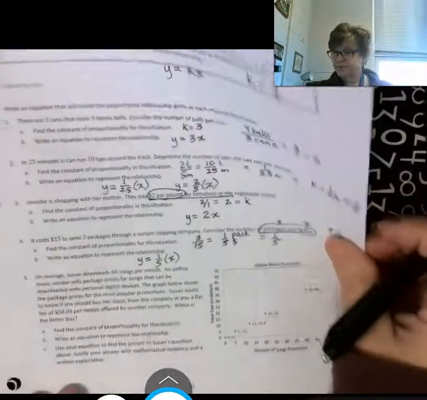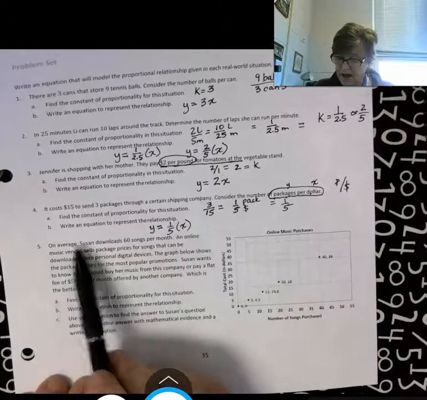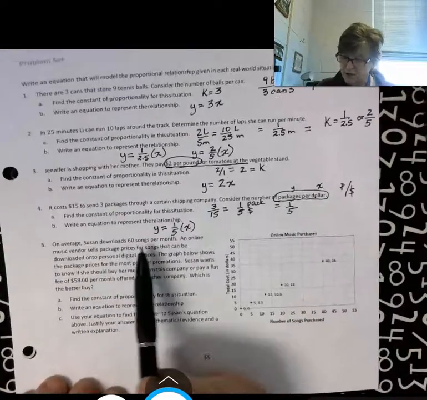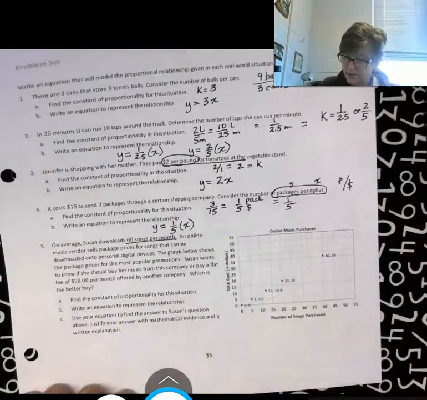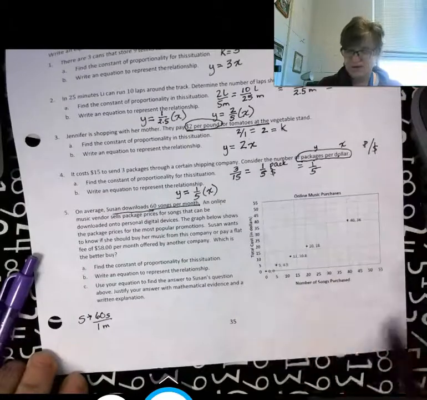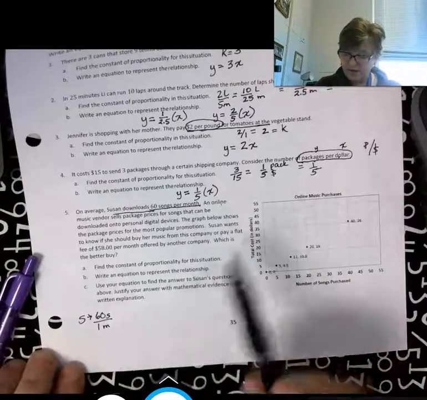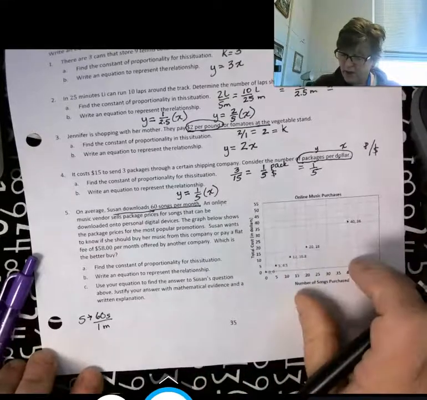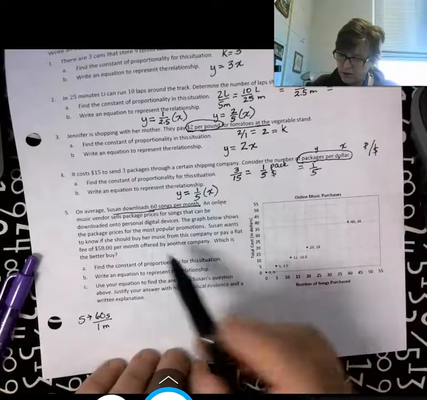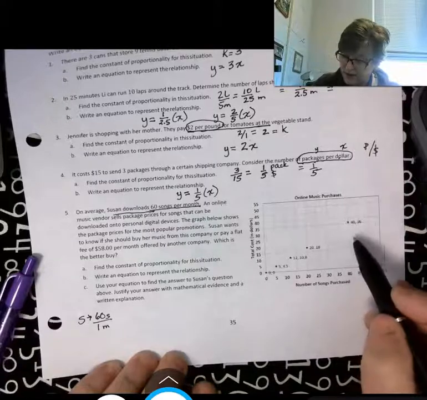Now as we turn over, well, as we look at the bottom here, let's take a look at number 5. On average, Susan downloads 60 songs per month. So that's 60 per 1 month. So I've written down that Susan is currently doing 60 per 1 month. Okay, but we've got a new situation here using this graph. So I want to come over and take a look at what's happening in this graph.